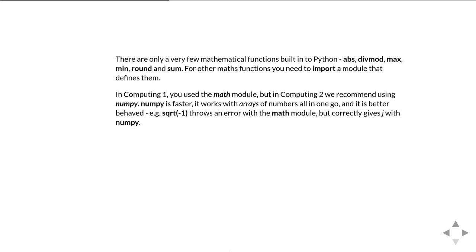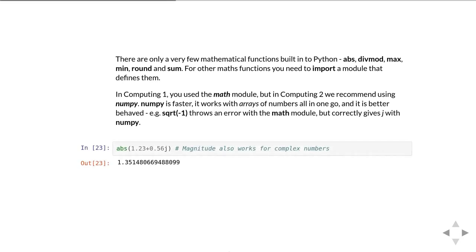So in Computing 1 you will have used the math module mainly, but in Computing 2 we're going to recommend that you use NumPy. This is because NumPy is faster. It works with arrays of numbers, so we can work with multiple numbers all in one go. And it's also just basically better behaved. For example, it does know what to do with the square root of minus 1 and doesn't throw an error, which is what the math module tends to do. So pretty much exclusively you're going to want to work with NumPy and just forget about using math. There is absolutely nothing that math does that NumPy doesn't do at least as well, and in many cases better.